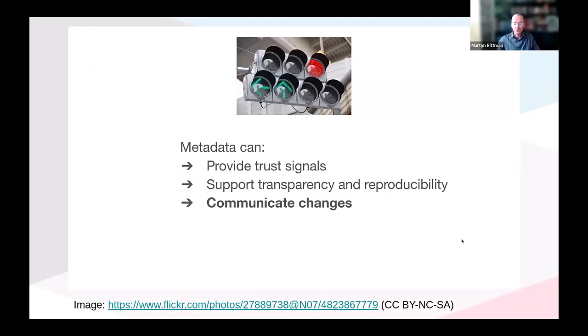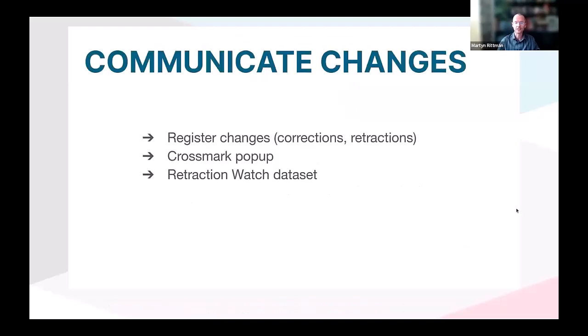So, we don't live in a perfect world, and sometimes changes need to happen to research after it's been published, and it's really important for transparency that those changes are communicated. And I just want to talk about three aspects related to that: how to register changes as a member of Crossref, the Crossmark service, and the Retraction Watch database that we've recently acquired.